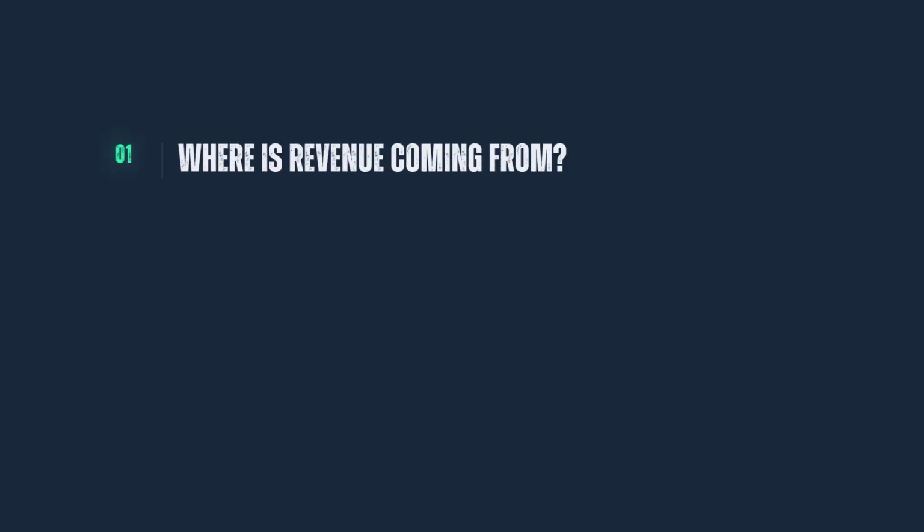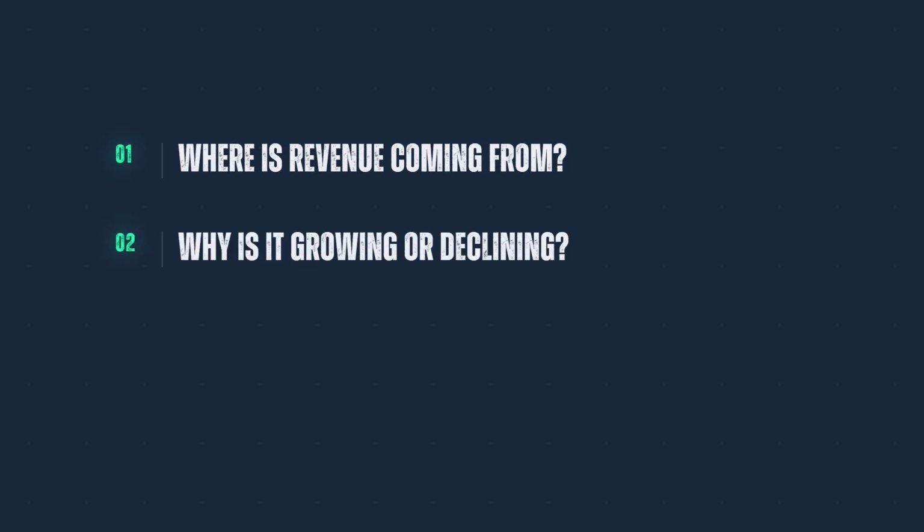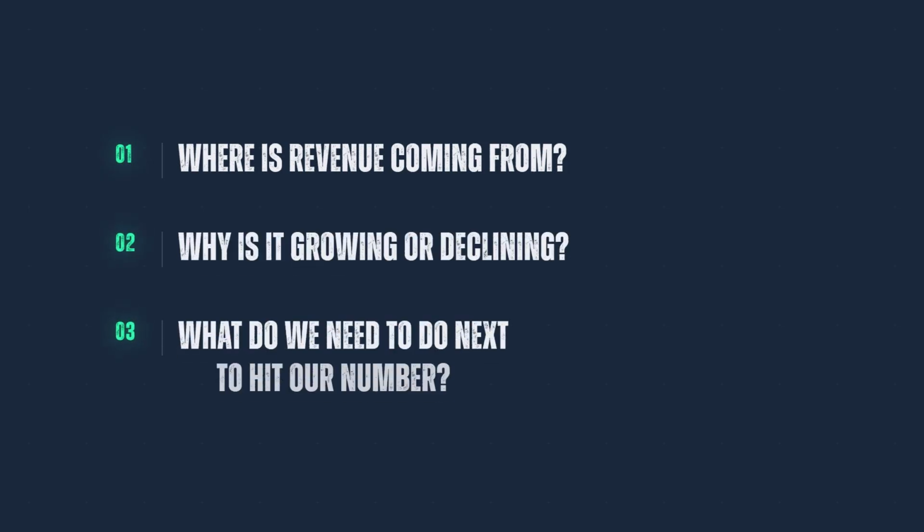The goal of RevOps is to answer 3 questions at any given time. Where is revenue coming from? Why is it growing or declining? What do we need to do next to hit our number? If you can't answer those 3 questions clearly and quickly, you are not yet operating with mature RevOps, and that's okay. Most companies can't. That's why we have this model. The maturity model is a map. It tells you where you are and shows you the path forward.